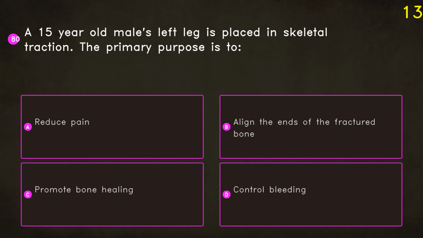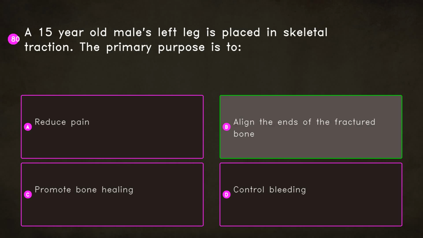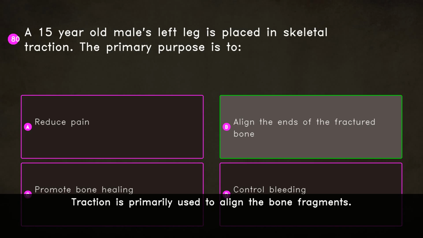Question 80. A 15-year-old male's left leg is placed in skeletal traction. The primary purpose is to A. Reduce pain. B. Align the ends of the fractured bone. C. Promote bone healing. D. Control bleeding. The correct answer is align the ends of the fractured bone. Traction is primarily used to align the bone fragments.